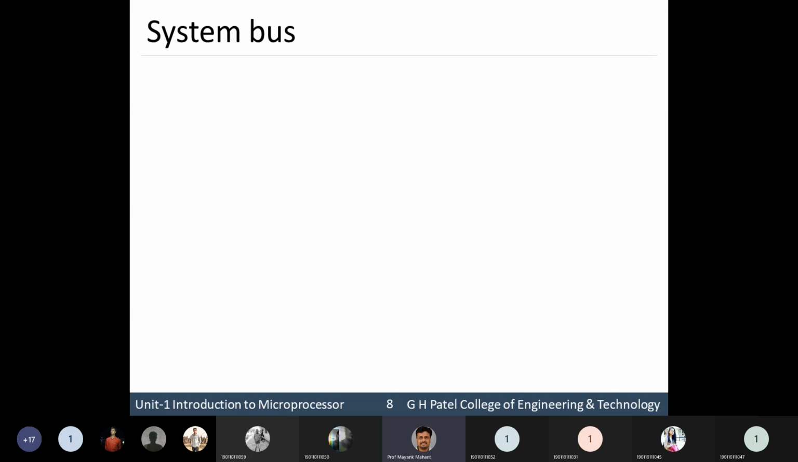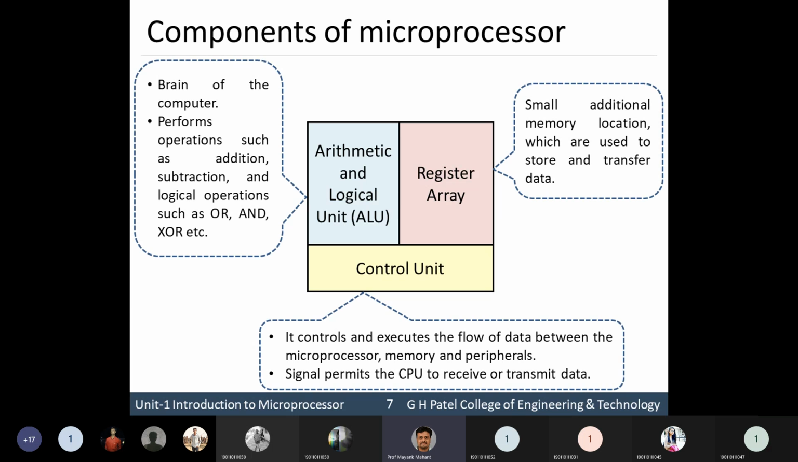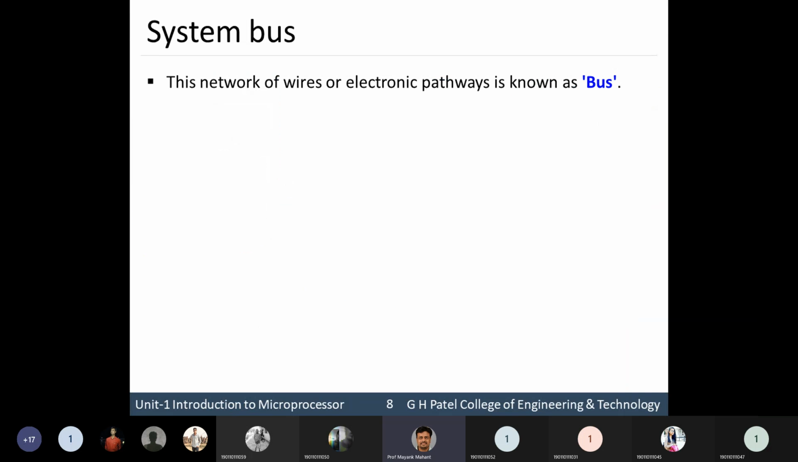Now we have talked about the ALU, registers, and control, but we haven't talked about memory. There are some memories which are definitely external to the system. If I want to access them, then there must be a bus, or we can call it a wire connection. The bunch of wire connections running between a memory and your CPU or microprocessor, we call the system bus. It is nothing but a network of wires, which are electronic paths. We know them as buses.